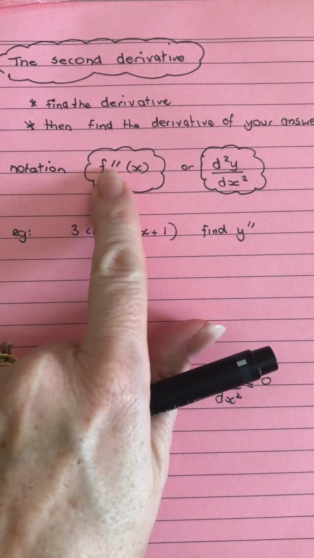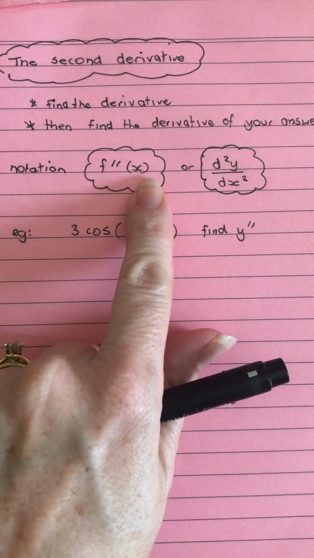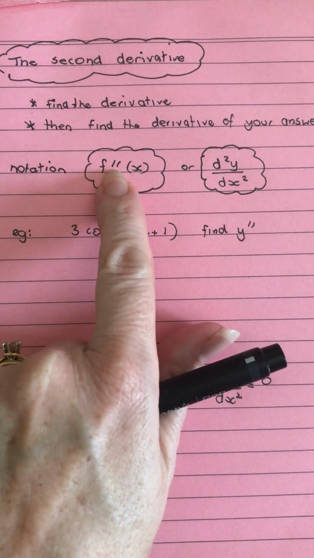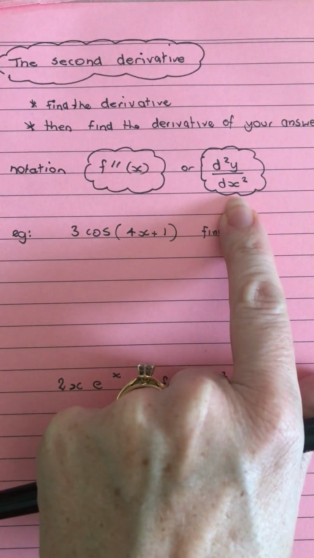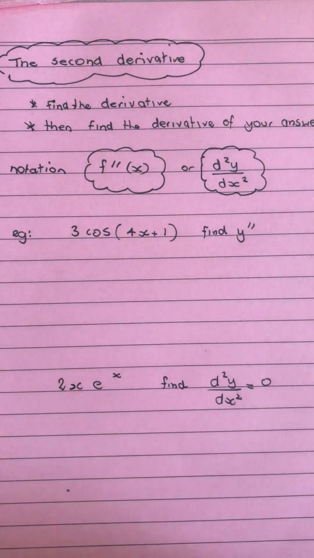You might see f double dash x. You would have been used to seeing f dash x for the derivative, so for the second derivative, we have two dashes there. The other way that you might see it is d squared y over dx squared. So they're your two different forms of notation that you might see.